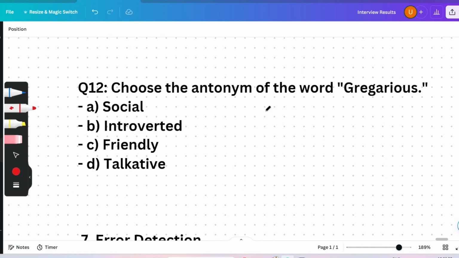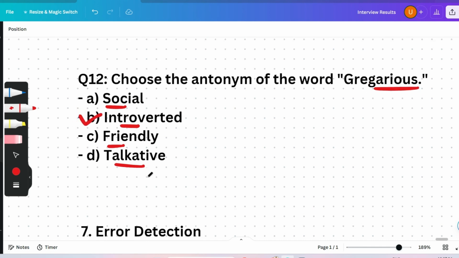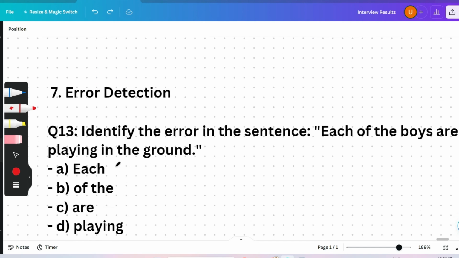Choose the antonym of the word gregarious: social, introverted, friendly, or talkative. So, gregarious means sociable. So, this must not be sociable. Introverted persons are not sociable, okay, so they are extroverted. Social is similar, and friendly and talkative are actually extrovert persons. That means the antonym of gregarious will be introverted. Okay, so the next question is from error detection.